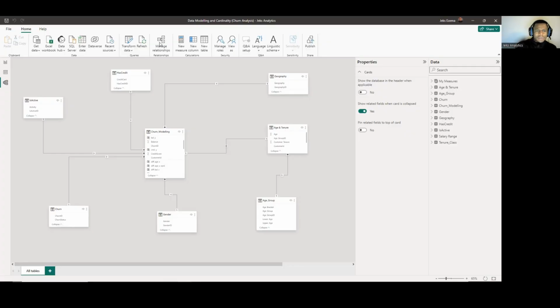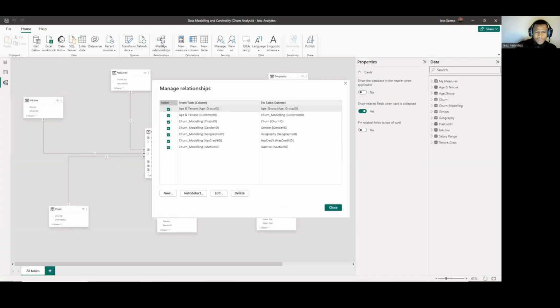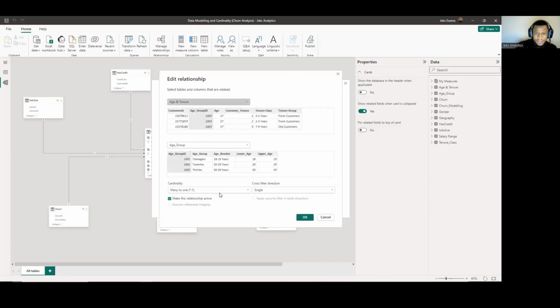Before I sign out, let me also show you just how this relationship works. If I go to edit, let me see if I can show you. Yeah, different. So you see age and group. So you see what you say, many to one. Many to one relationship. Many means that's where the fact is.